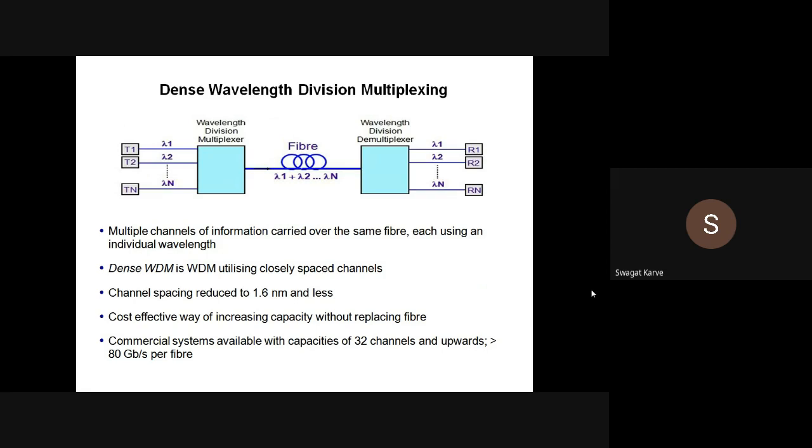Now the next point that we will discuss is dense wavelength division multiplexing, right? DWDM, that is the second type of multiplexing technique used in optical fiber communication. Now what is the difference between WDM and DWDM? The major difference is the distance between two channels, that is channel spacing, which is very small in case of dense wavelength division multiplexing. This is the only major difference, right? So as compared to WDM, DWDM has closely spaced channels, right?